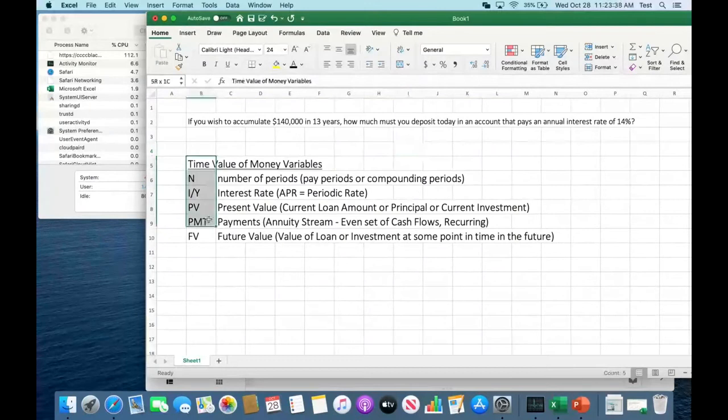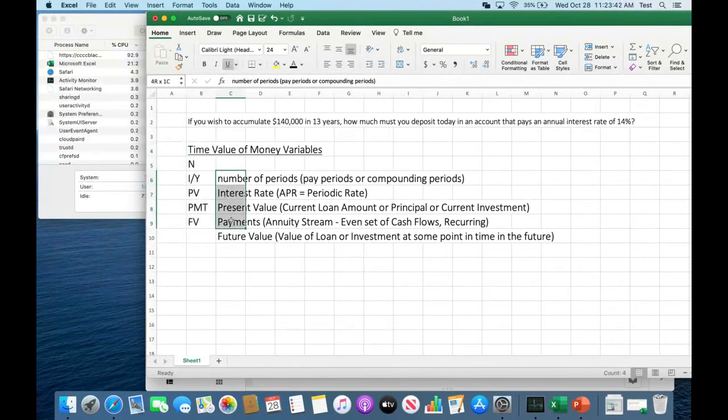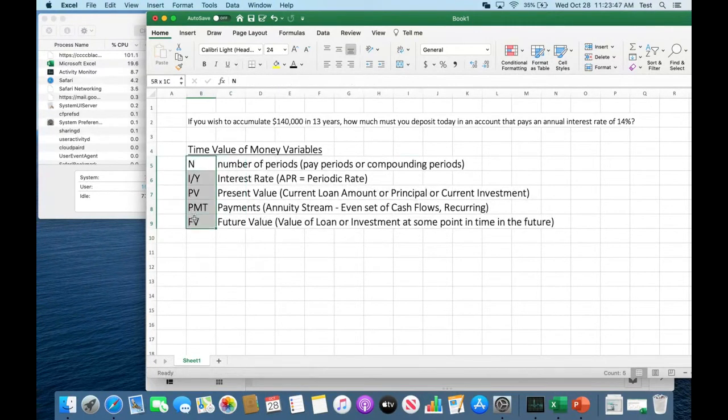And what I'm going to do is leave this little legend, if you will. I'm going to leave it here so that you can see it. And I'm just going to copy this and bring it down. And we're just going to walk through this problem and we're going to identify our variables.